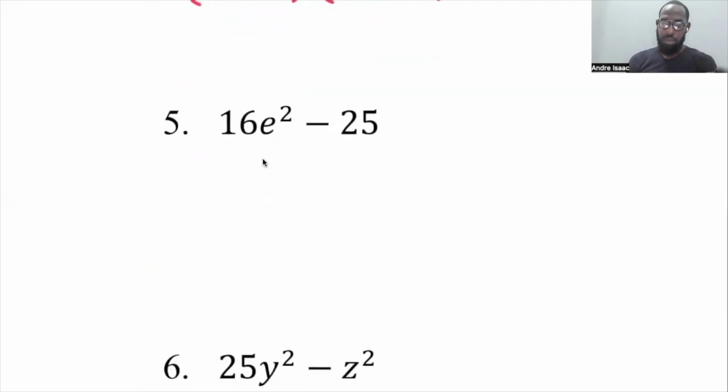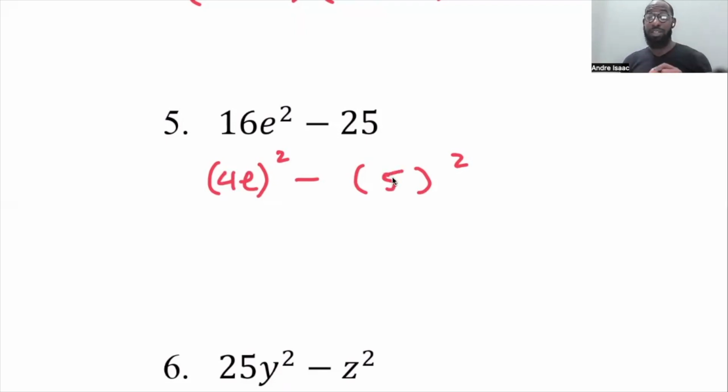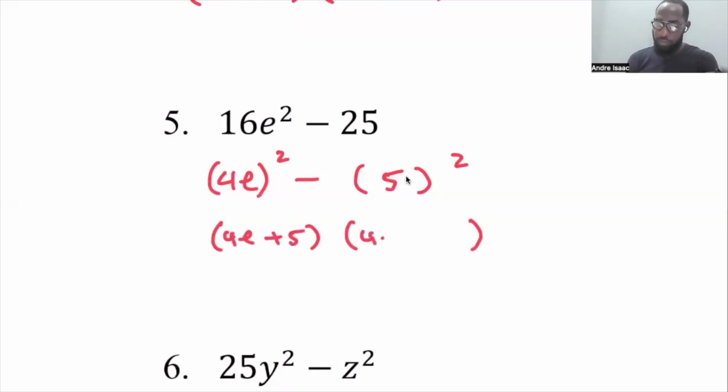This one. Two terms, e to the power 2, the negative term is second. So we have the square root of 16 is 4. We put back the e, the square root of 25 is 5. So we have our answer here, 4e plus 5, 4e minus 5. Whatever is in the bracket here gives you your answer.